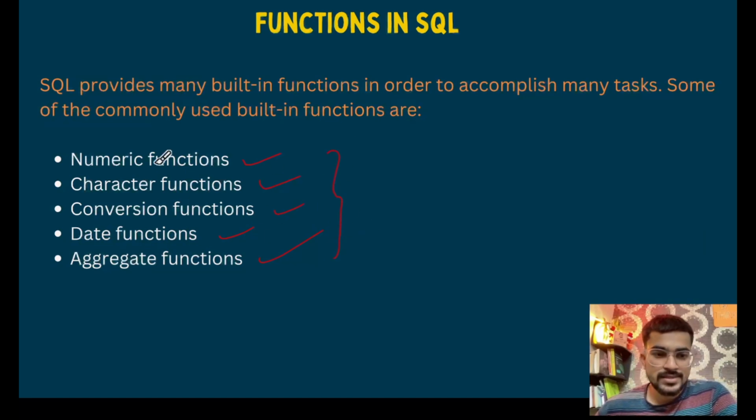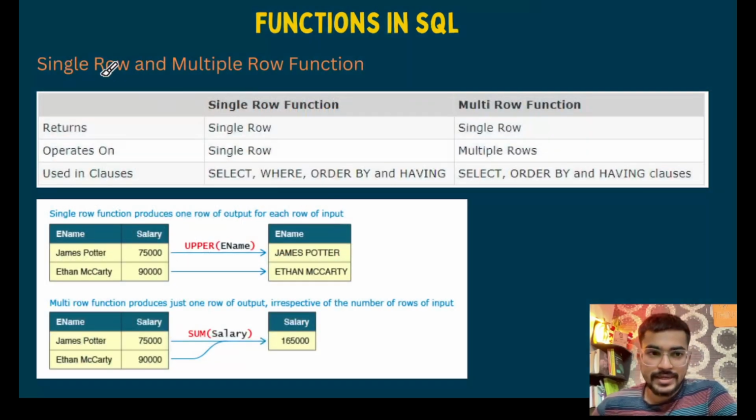So this was a categorization based on the data types present in SQL. Then we have a different type of categorization called single row and multiple row functions. What kind of categorization is that? It is based on what the function operates on and returns. A single row function operates on a single row and returns a single row, while a multi-row function operates on multiple rows but returns a single row. Aggregate functions come under multi-row functions because they operate on multiple rows but return a single row.